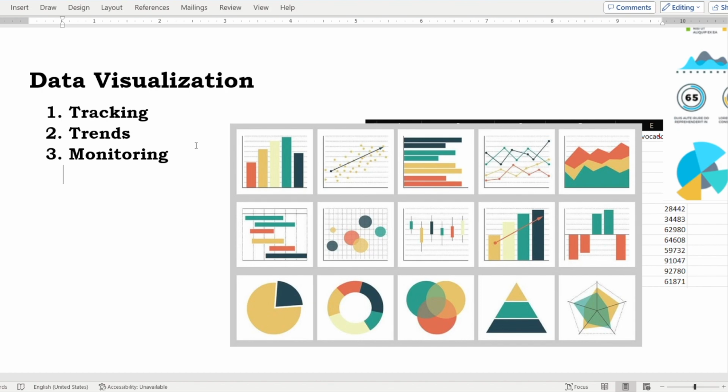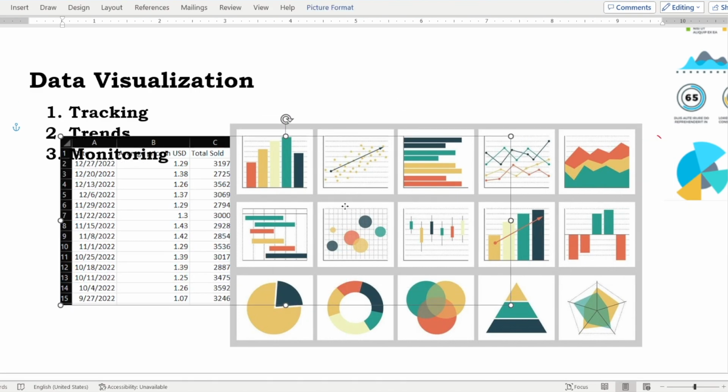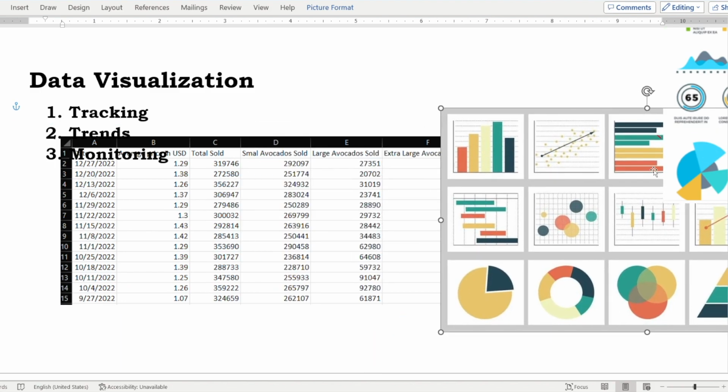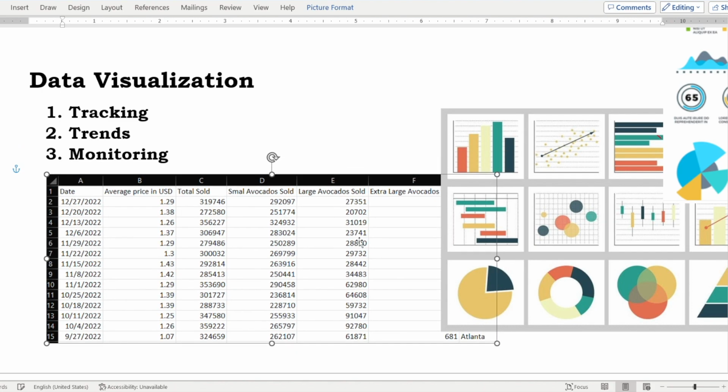And the third one, identifying the patterns and the trends. Visualization allows for the identification of patterns and trends that might not appear in the raw data. So if you take the raw data, the patterns and trends cannot be identified. Okay, so data visualization helps us to identify the patterns and trends hidden behind the data set.